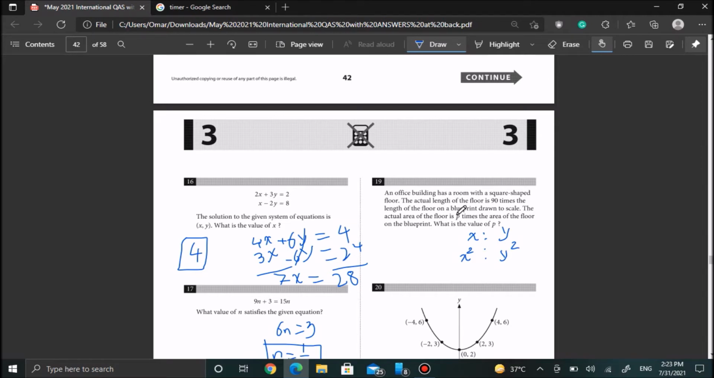So if the ratio of the length is 1 to 90, then the ratio of the areas is 1 squared to 90 squared. 90 squared is 8,100. That's what happens. Let's read the question again. The actual area of the floor is p times the area of the floor in the blueprint. Yes. 8,100. So the answer is 8,100.